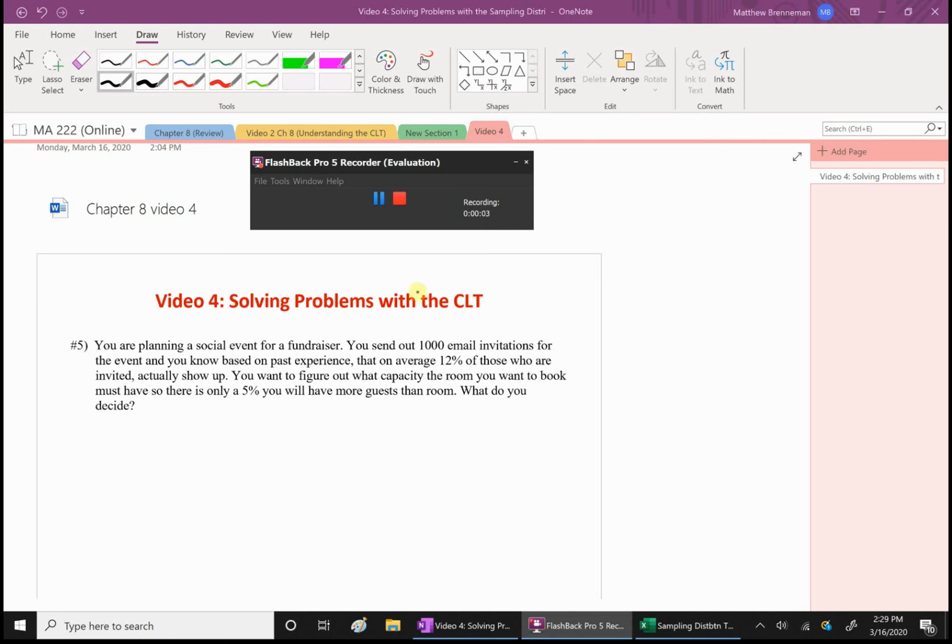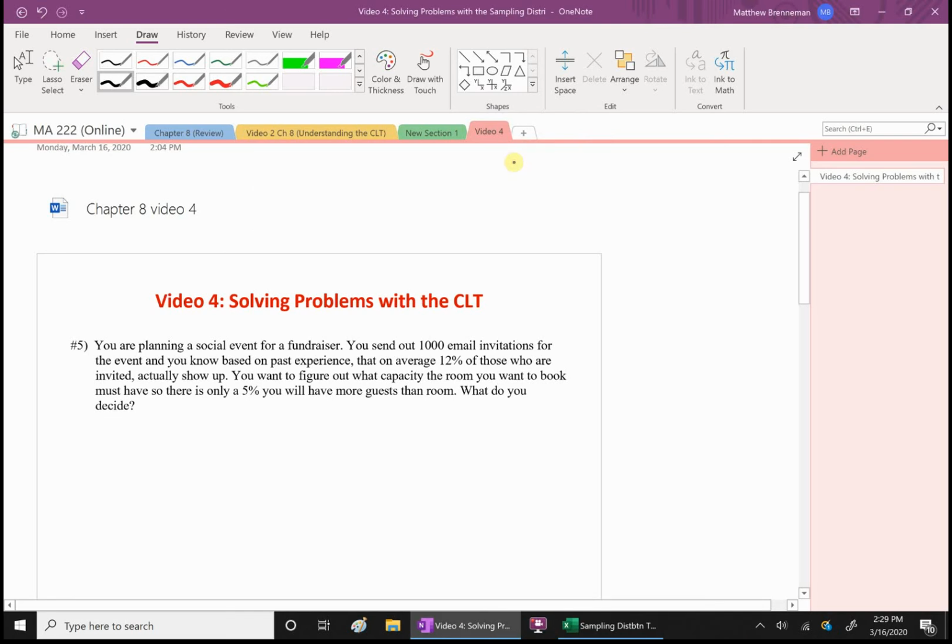So now that we know what the central limit theorem is and we know how to use it, let's go ahead and work some applied problems. This first problem involves a fundraiser where we want to book a room, but we might not want to book a huge room. It might be really expensive if you're at a swanky hotel, right? But you also don't want to book a room that's too small because then you'll be overcrowded.